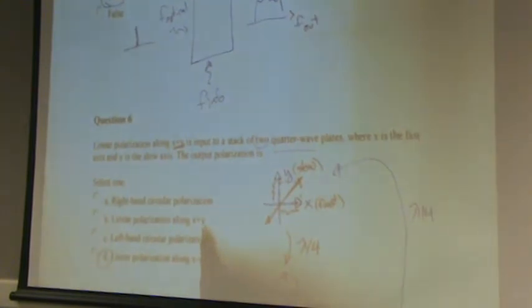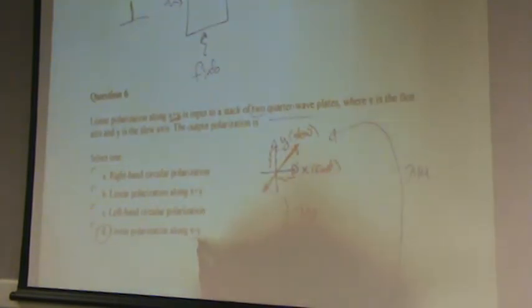All right, so back to the question at hand. I go through two of these. I went from linear to circular and then to linear, and it's linear along the other direction. And I started out along this one. X plus Y goes to X minus Y. Questions on that? Okay. This one, I thought, was probably the only tricky one, maybe.